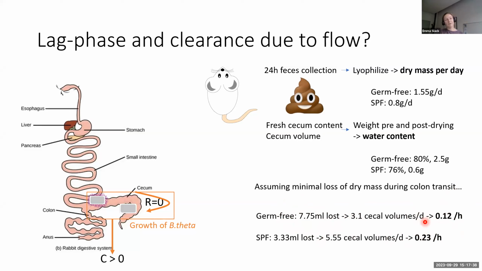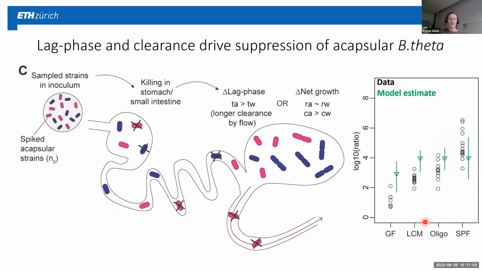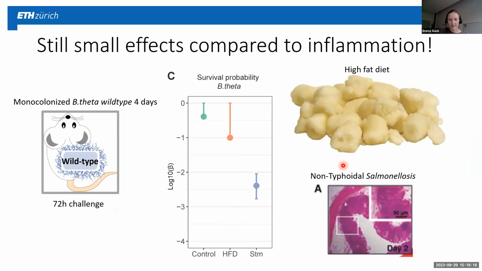And this becomes highly relevant if you have a lag phase, right? Because during your lag phase, you're not growing at all, but you're being continuously washed out by this dilution. And so we were able to include this lag phase into our models of how B theta is colonizing. And when you include both the slightly lower growth rate, which is really a slightly higher clearance rate, for the acapsular B theta, and also this lag phase, we can get relatively good coherence between our estimates from the model, shown in green, and our data. This is looking at the expected ratio of wild type to knockout B theta in the mice.